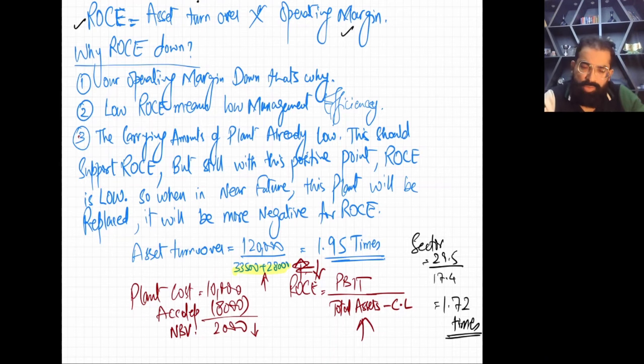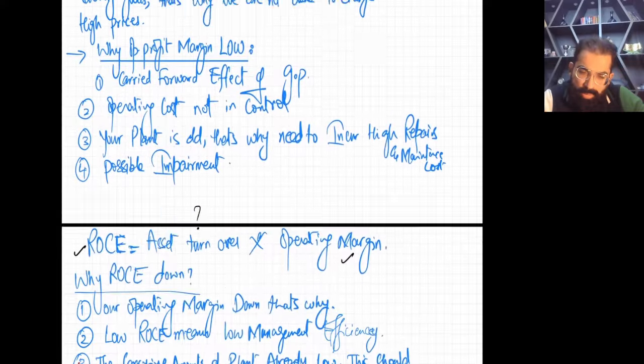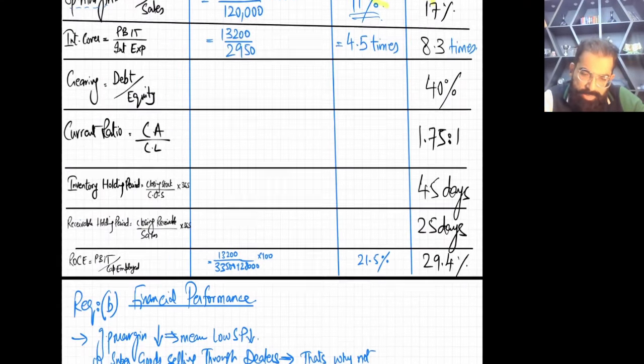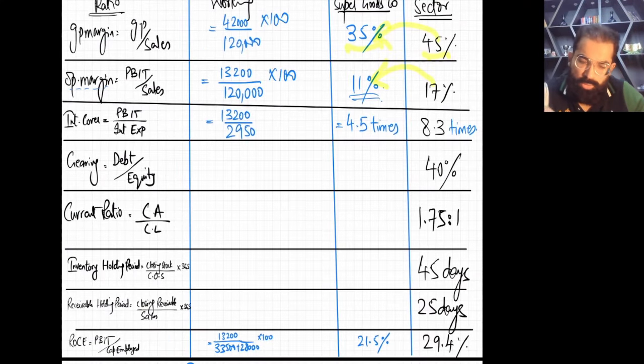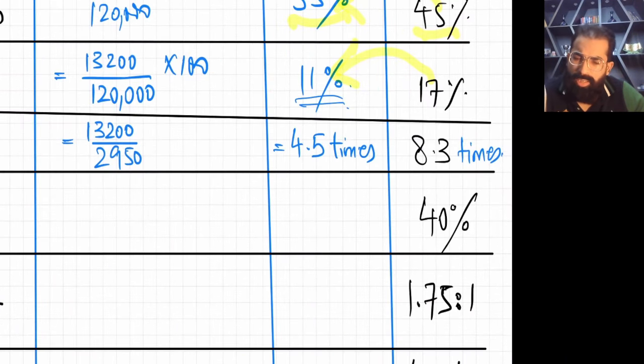Okay. So now which ratio is less? Just interest cover we have to discuss. Our interest cover is low as compared to industry. Interest cover shows the interest paying ability of the company. So yes, our interest paying ability is low.